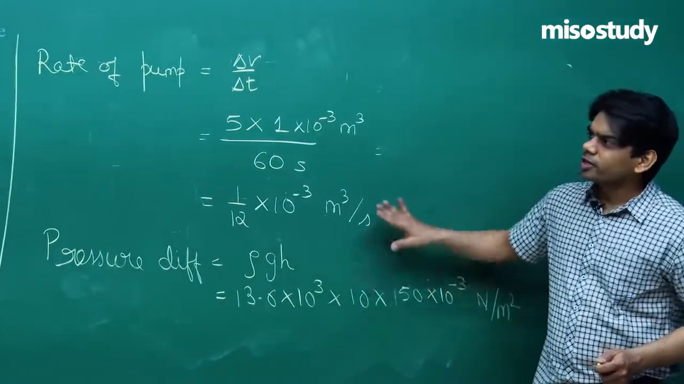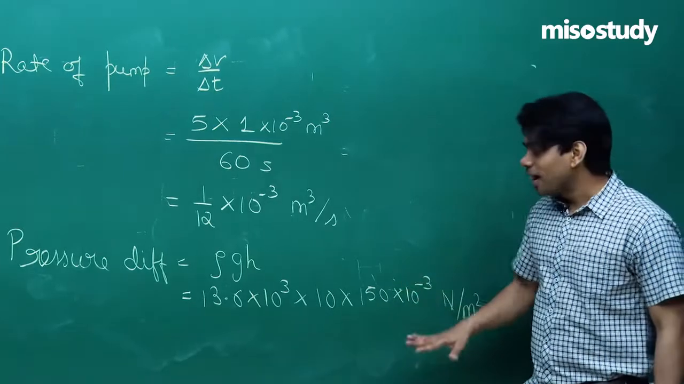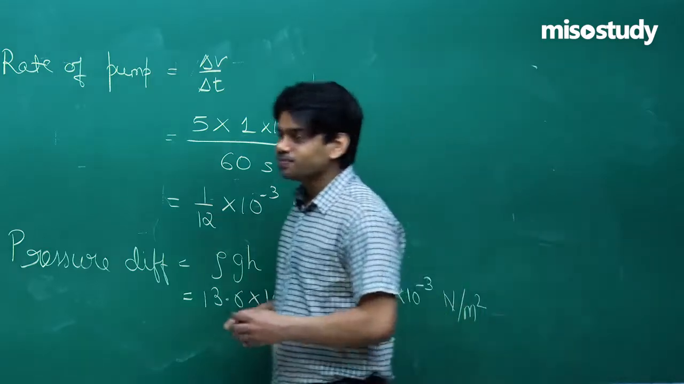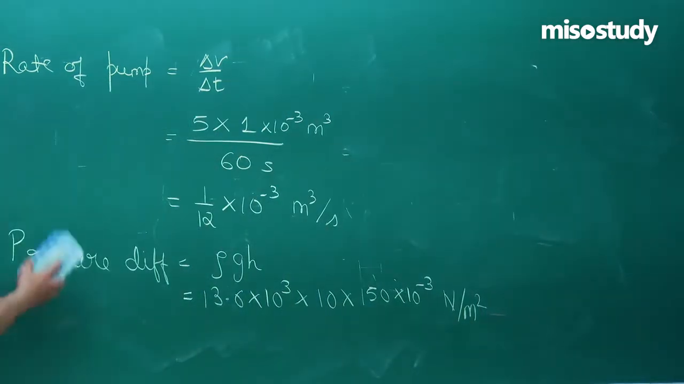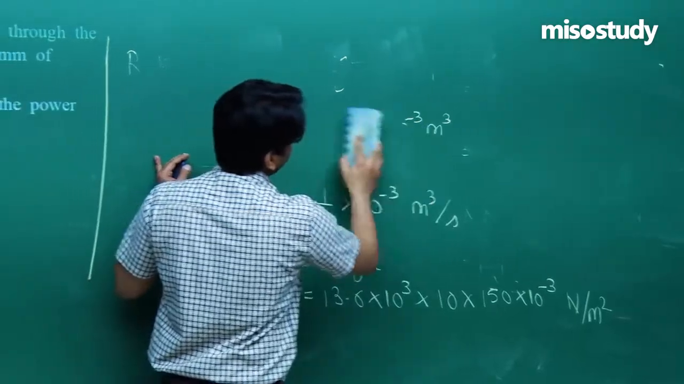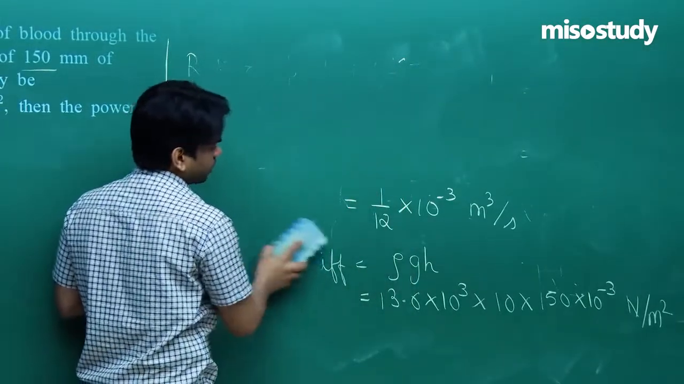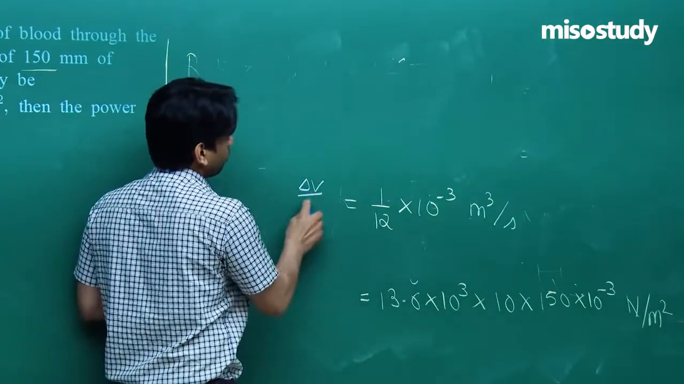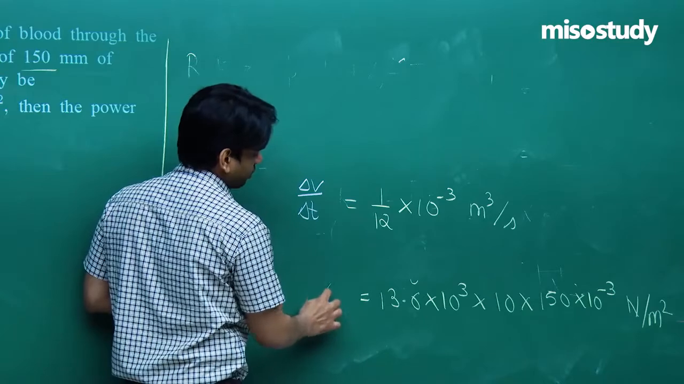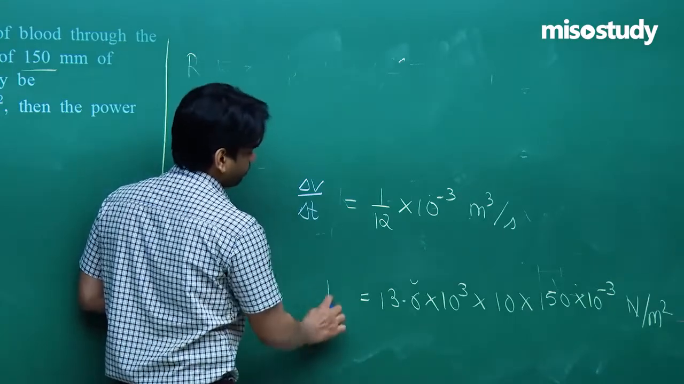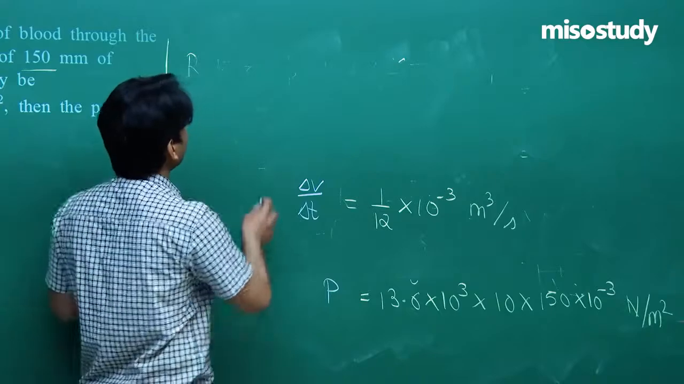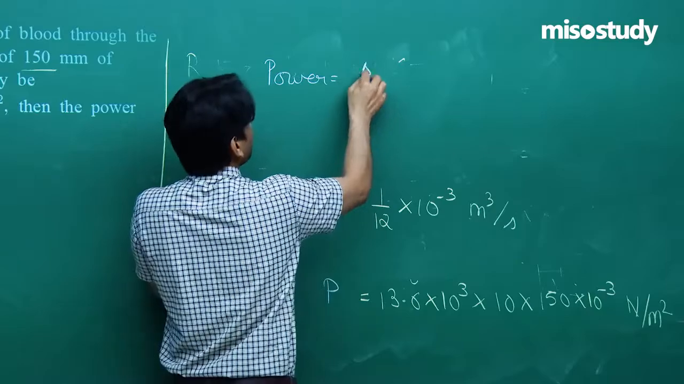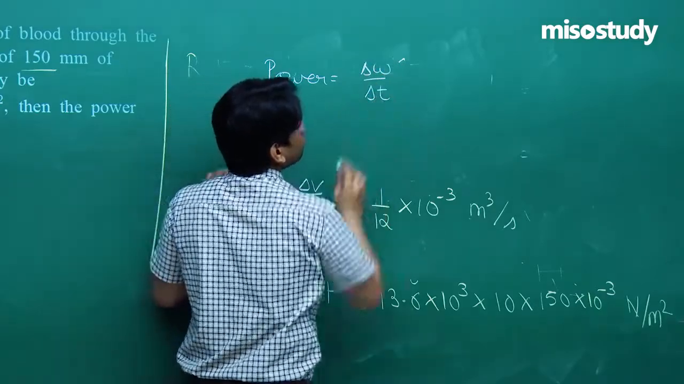Pressure difference we have evaluated, and we have the rate of the pump. Now we need to find out the power. Since we have completed this part, take note of this, and I will go to the other part of the board by rubbing it. Let me rub the not required parts. Rate of pump we have taken as delta V by delta T, and pressure difference we have written as rho g h. Let me mark this pressure difference as delta P, or even pressure P we can mark. Now see here, the power is how much? The power is given as work done per unit time.